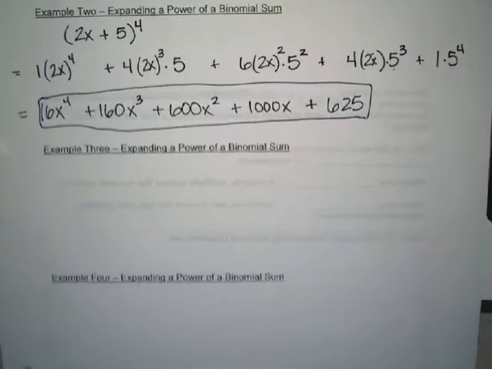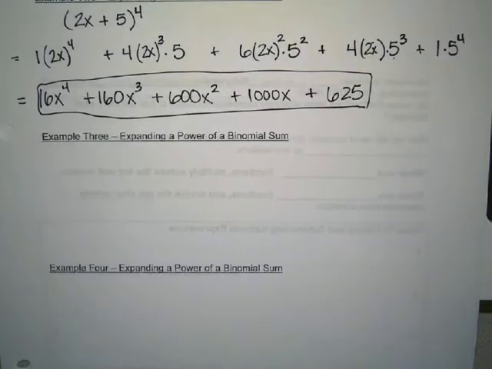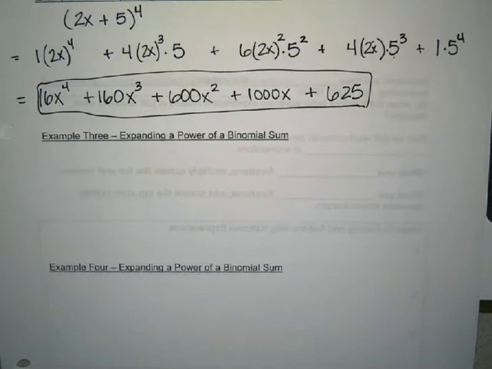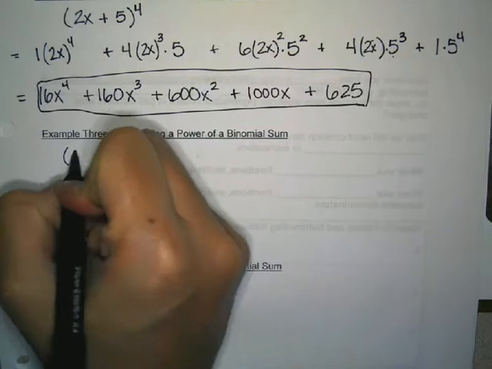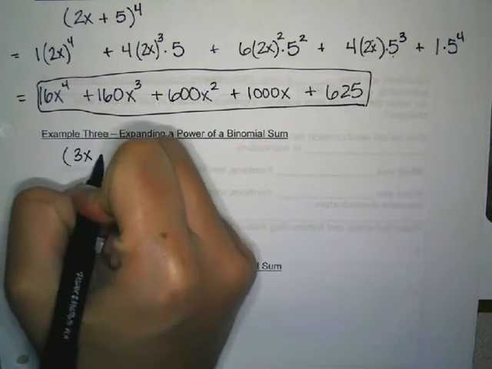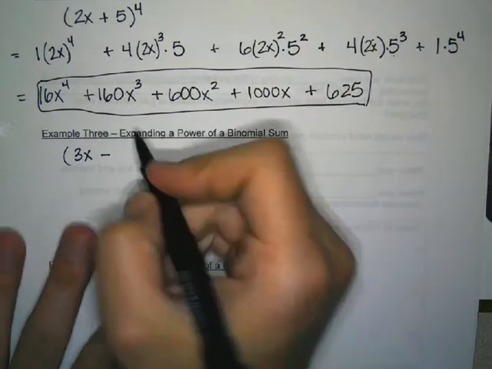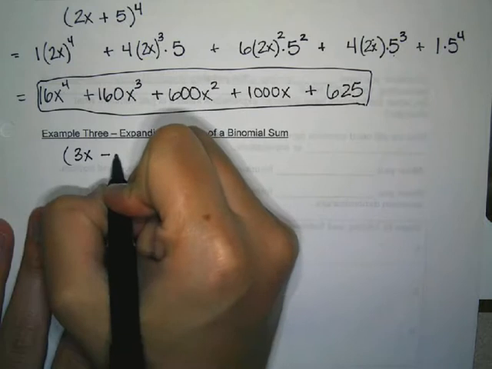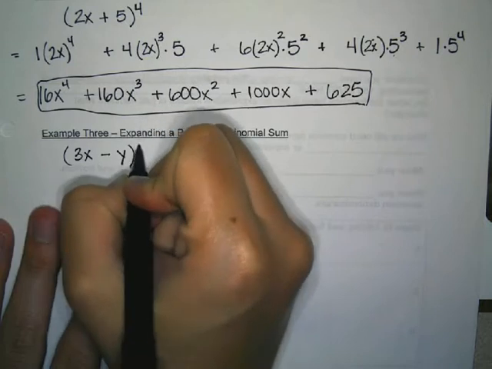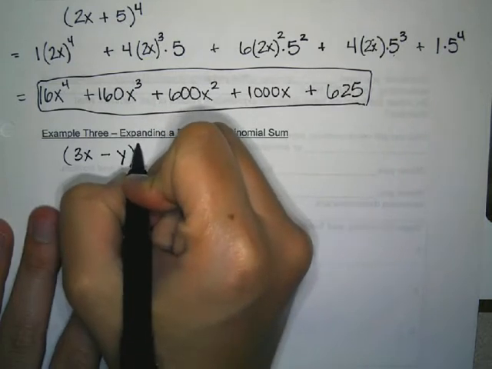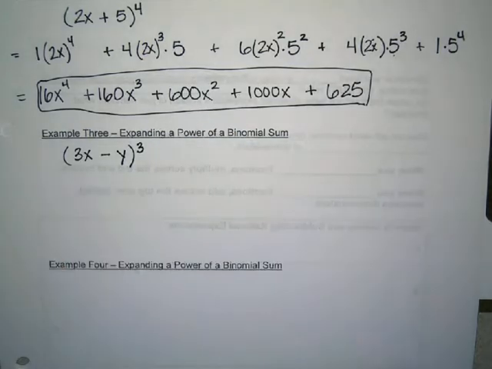Okay, do you want to do one more together, and then you try it on your own, or do you want to try one on your own? Okay. Let's do 3x. I'm going to do a minus, so we can talk through how to do those. And we'll go with a cube this time.